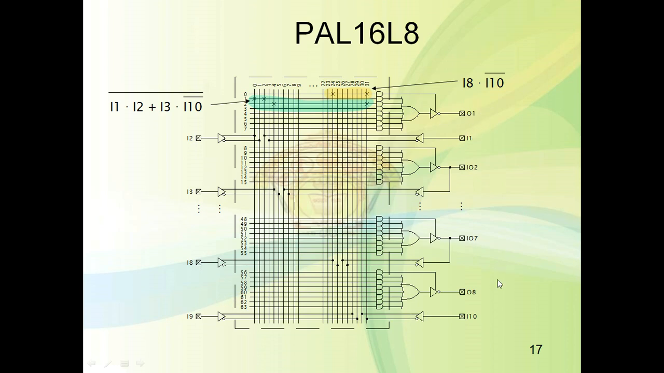O1 and O8 are the only output pins. And now IO2 to IO7, these are both input and output pins. So now you can see here, this is only input, this is only input, this is only input, this is only input.